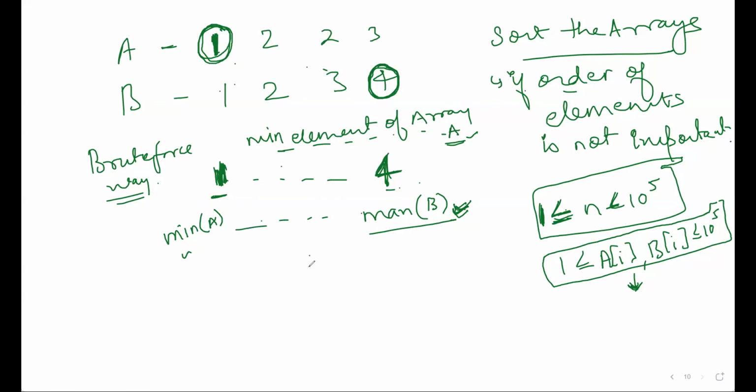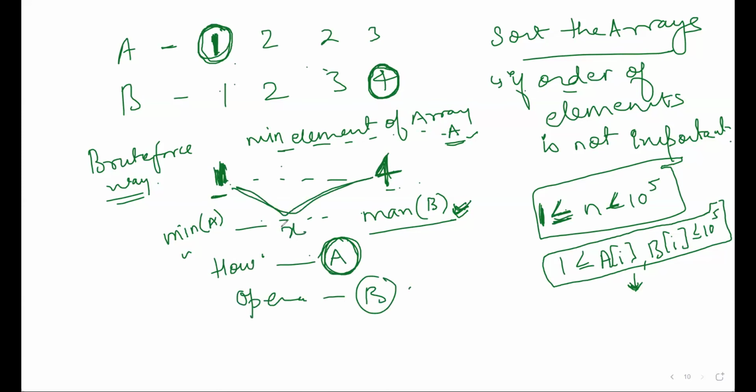Now for every value, what you will try to check is how many operations you have to perform on array A and how many operations you have to perform on array B. Because you want to make sure all minimum elements should be equal to anywhere between the chosen number.